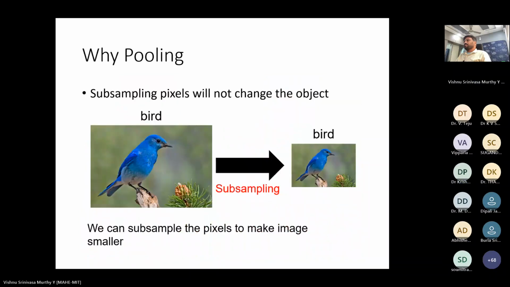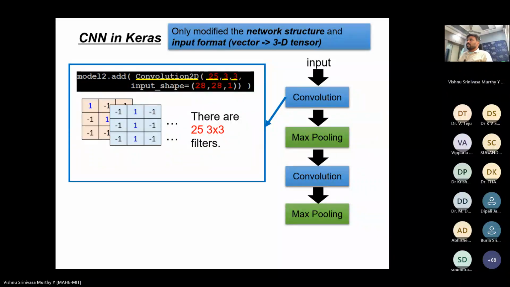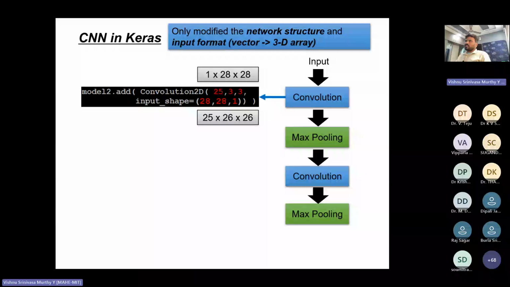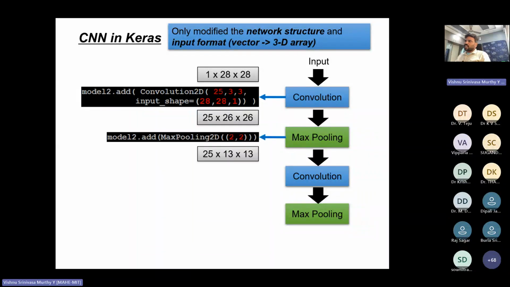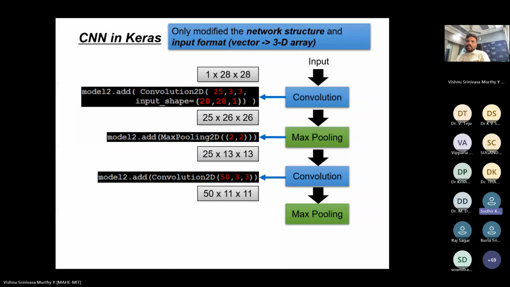Now we shall go with this example, where flattening is explained. Now you see, if an image size is 28 by 28 by 1, then 28 minus 3 plus 1 is 26. With 25 filters of 3 by 3 used on the 28 by 28 image, it will be converted to 26 by 26 by 25. Then 26 by 26 by 25 will be converted by max pooling to 13 by 13 by 25. Again, we perform the convolution with 50 filters of 3 by 3. Then it will be 11 by 11 by 50.